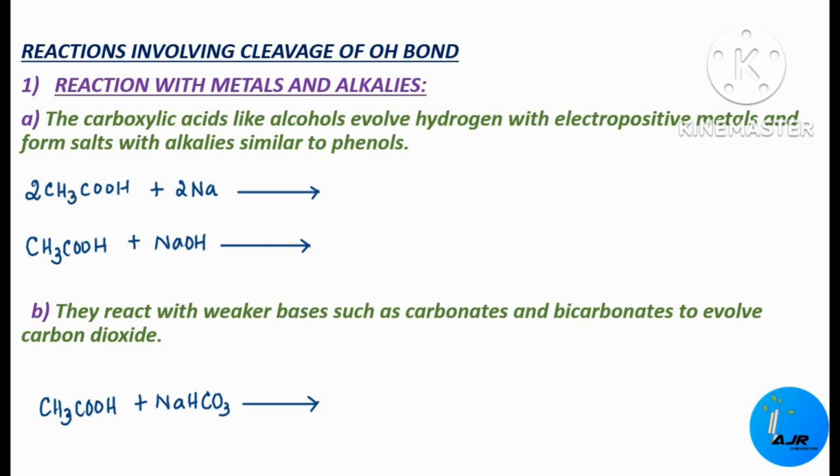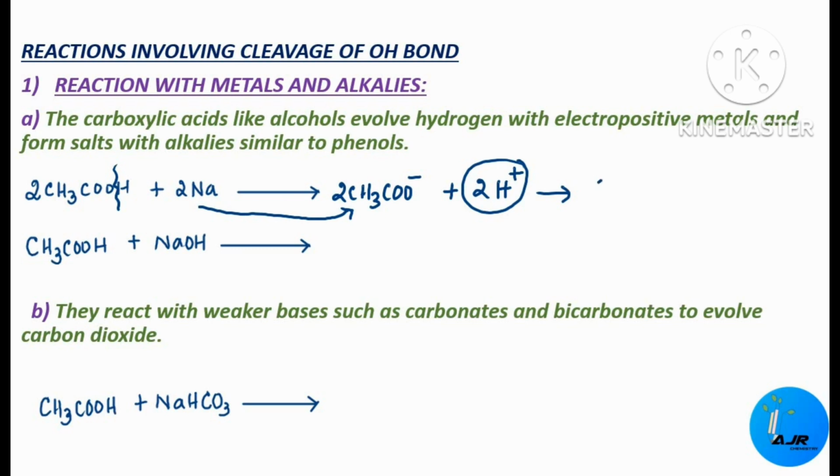So let me explain how it happens. I have taken acetic acid, CH3COOH. This undergoes dissociation first and it forms 2CH3COO minus plus 2H plus. So the hydrogen is evolved. So we are getting hydrogen. And now what happens? This Na will be reacting with this and it forms 2CH3COONa, that is sodium salt of acetic acid. The sodium acetate is formed.